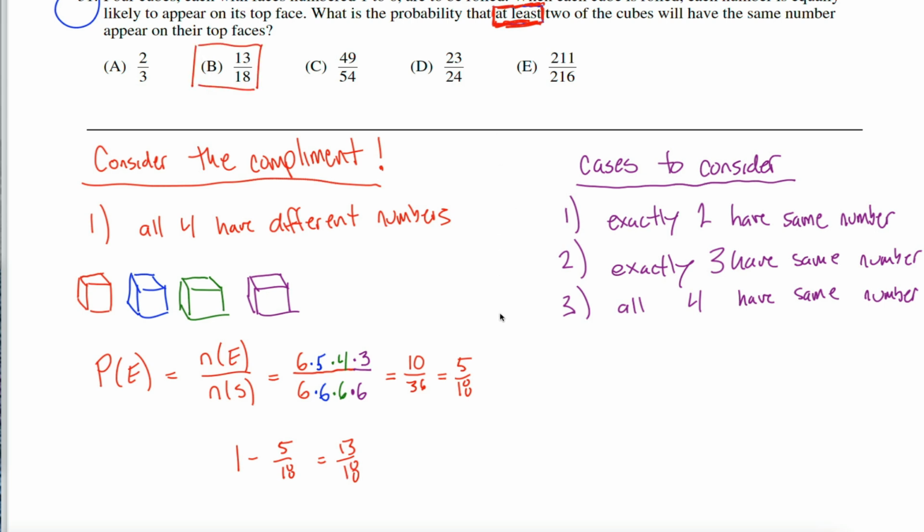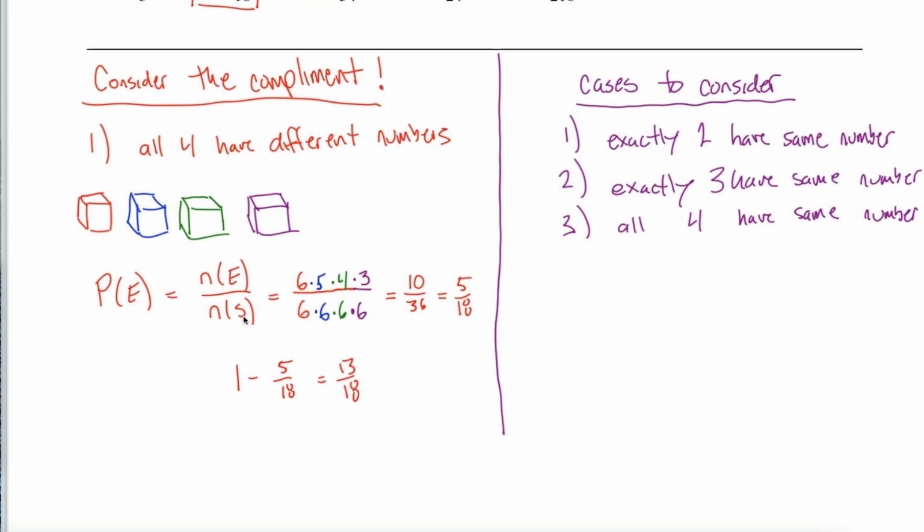Contrast that with trying to solve the problem a little bit more directly without considering the complement. We still have the same sample space, so the cardinality of the sample space is the same. To figure out the cardinality of the event space, we have to sum these 3 different cases. So the cardinality of event 1 maybe would be the number of ways we can have exactly 2 of these dice show up with the same number up top. How many ways can we do that?